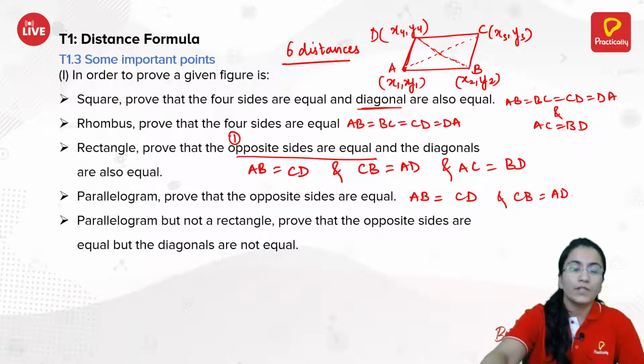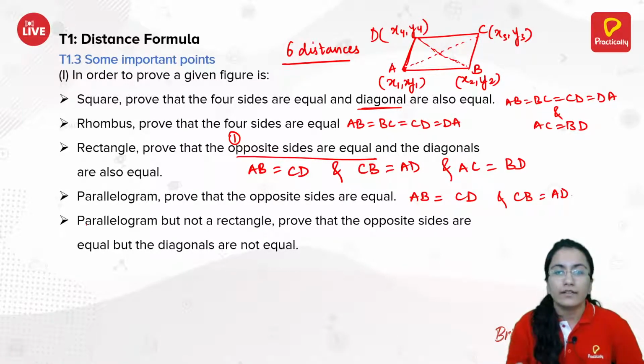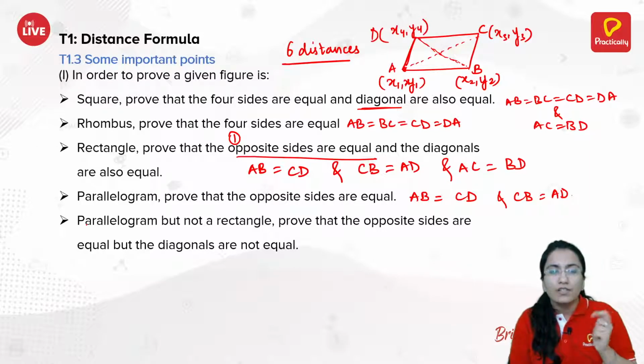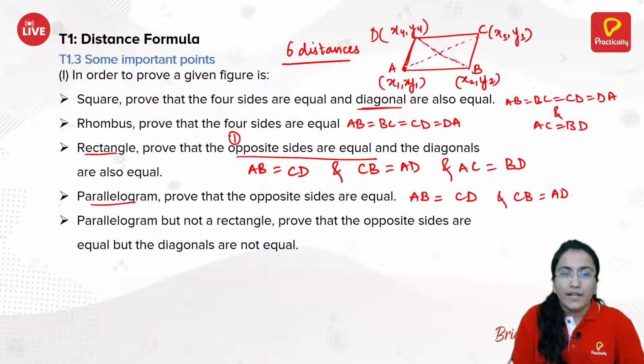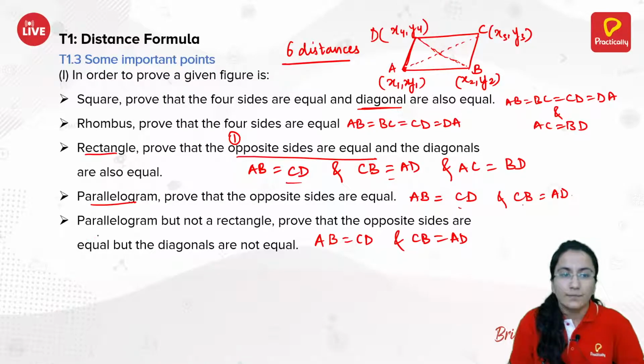Next is if you need to prove that it is a parallelogram but it is not a rectangle. For that you can check rectangle and parallelogram have AB equals CD and CB equals AD. These things are in common. So to prove that it is a parallelogram but not a rectangle, what you need to prove is it satisfies AB equals CD and CB equals AD, because after proving this condition only, you can say that it is a parallelogram.